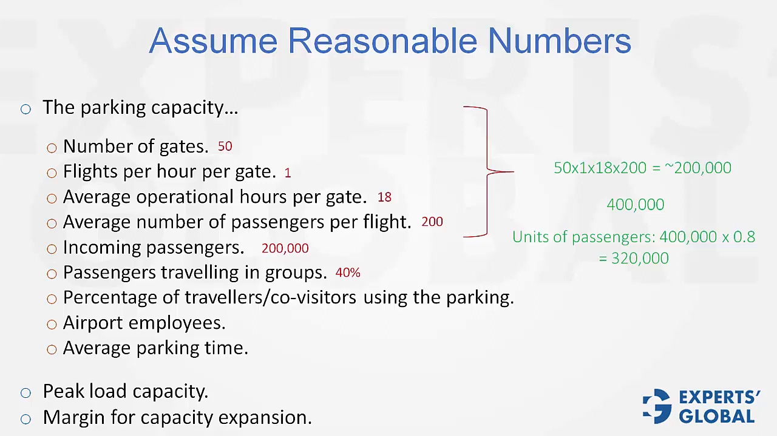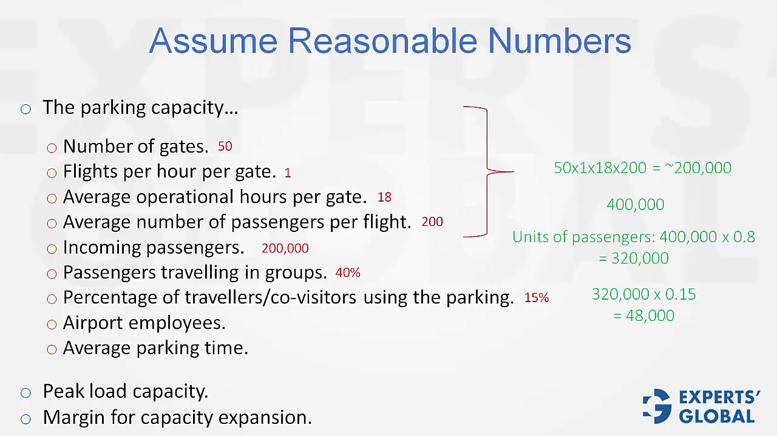Now the most important part probably, what percentage of travelers as well as their co-visitors will be using the parking. The number should be a low number. Airport parkings are very costly and most of the people end up taking cabs. 10% to 20% seems to be a reasonable estimate. 20% seems to be quite on the higher side. I have assumed 15%, and therefore these 320,000 units of passengers contribute to 48,000 cars being parked in the parking lot every day. Should 48,000 be the answer?